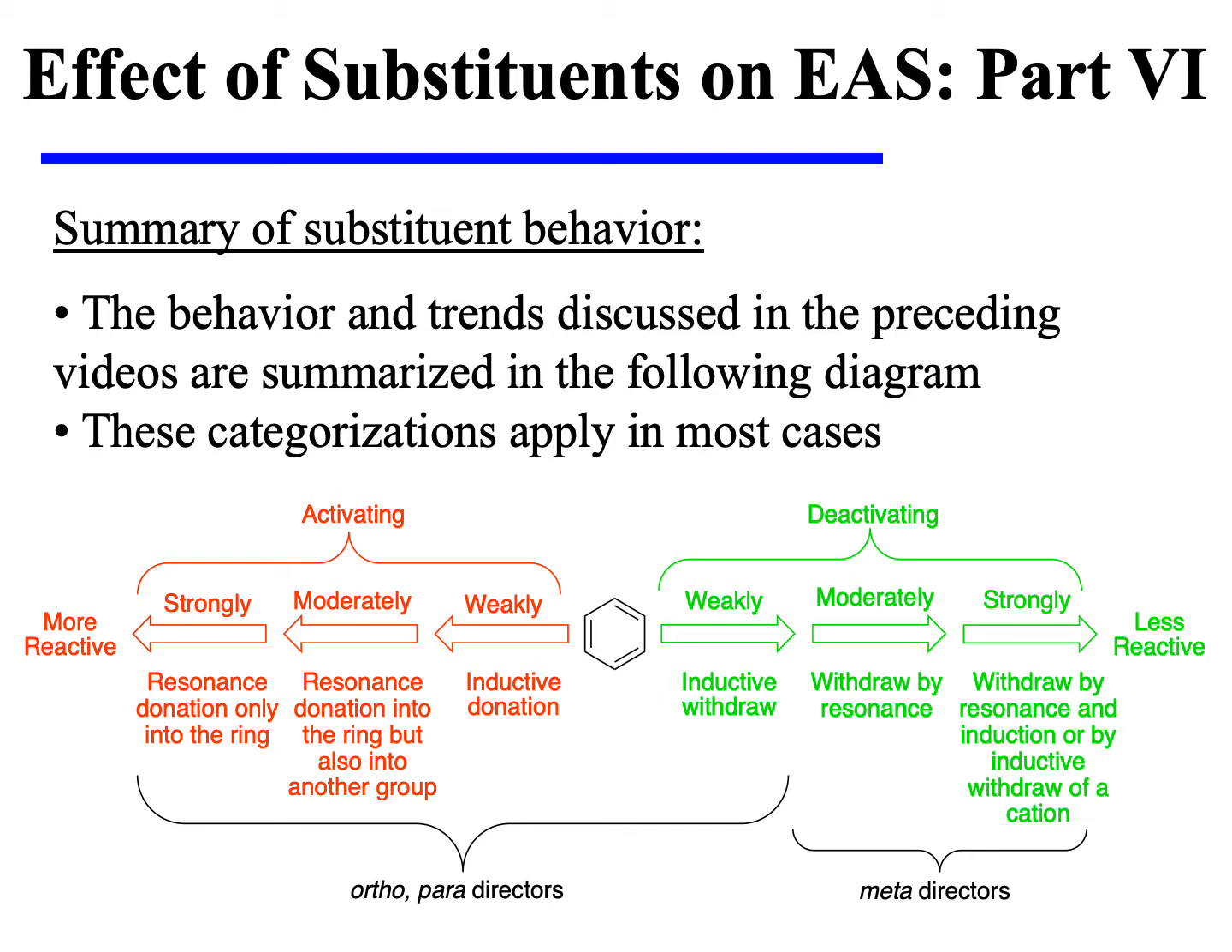On the right-hand side of this diagram, in green, we see deactivating groups. Once again, these can be broken down into weakly, moderately, and strongly deactivating. As we move further to the right, the ring becomes less and less reactive. Weakly deactivating rings result from inductive withdrawal of electron density, such as what we see with the halogens.